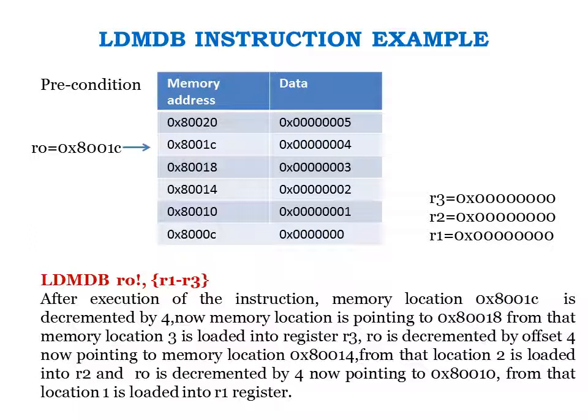Next we will see another example of the LDM instruction. Here the DB addressing mode is used. The DB indicates decrement before. Again here we are moving a block of data from memory to the register, but the way you are referring to a memory location is by decrementing one by one. That means the base address is now pointing, you can see in the arrow mark, to 8001C.